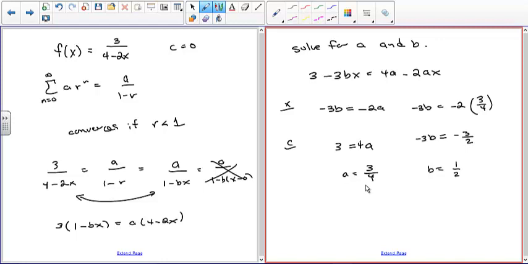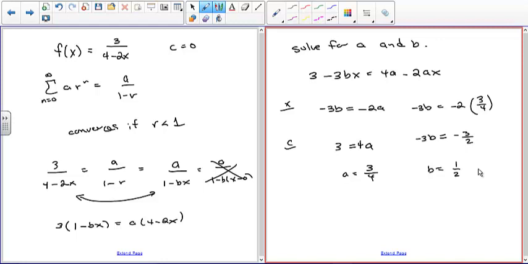So you should get a is 3/4 and b is 1/2. So I plugged a equal 3/4 in the first equation. 2/4 is 1/2, so that's what I did there to simplify. The negatives cancel out, divide both sides by 3, and it simplifies down to 1/2.